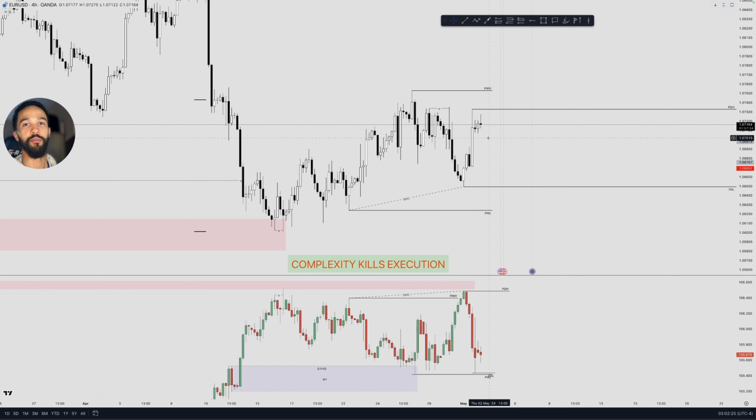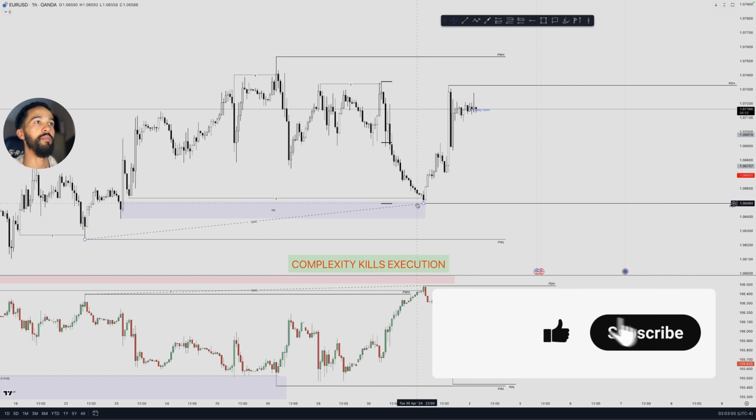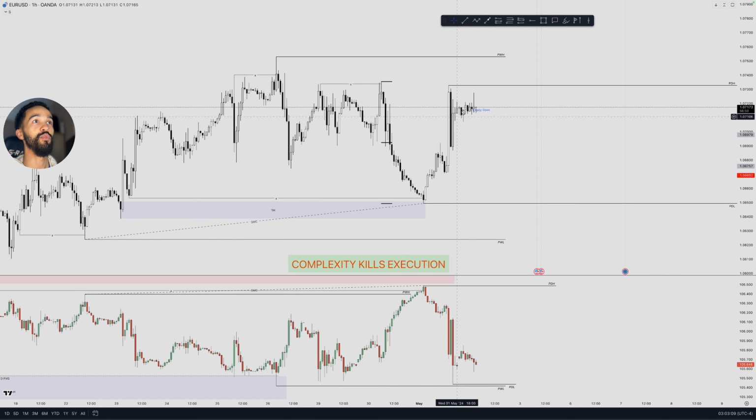So hope I didn't ramble too much. Let's go down to the 1 hour and see what that shows. So here on the 1 hour, we still have our bearish leg that we created on Tuesday. We have now moved into the premium of that leg, right?